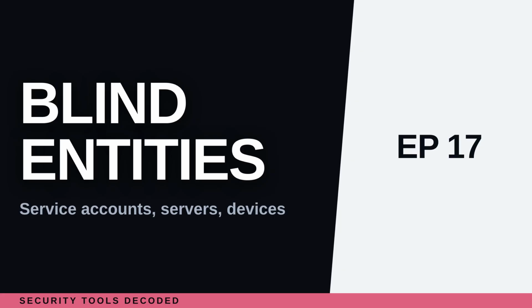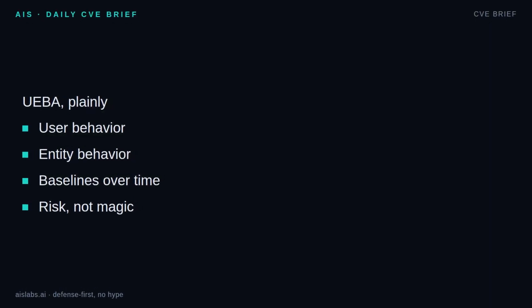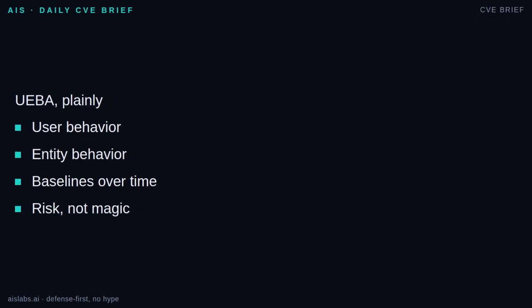UEBA can help, but only if the E really means entities, not just employees. UEBA stands for User and Entity Behavior Analytics. In plain English, it learns what normal looks like for people, accounts, devices, servers, and other assets, then flags behavior that does not match. A beginner should say it this way: UEBA compares current activity against expected behavior for that specific entity and its peer group. In a NIST-style security program, it supports continuous monitoring and detection. It does not replace identity controls, endpoint tools, or logs. It uses them. The important word in this episode is entity.